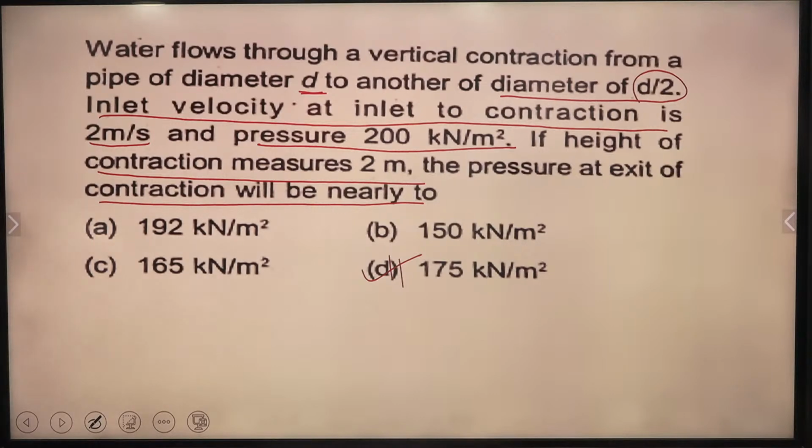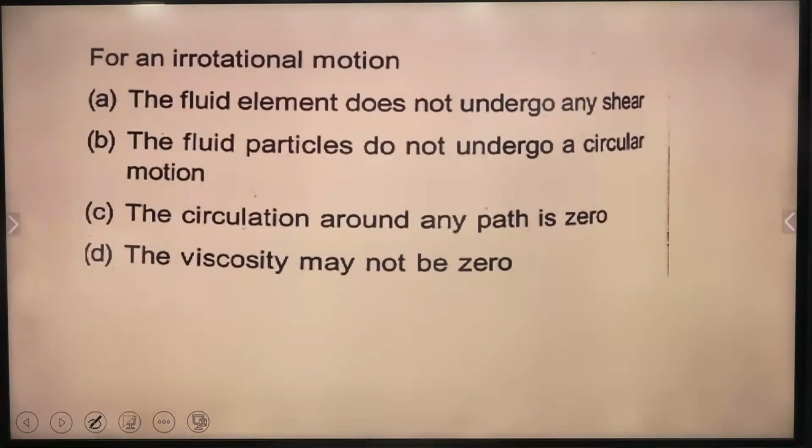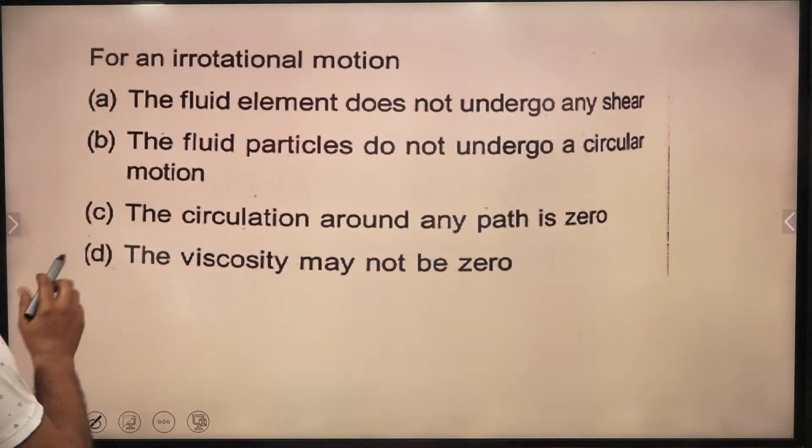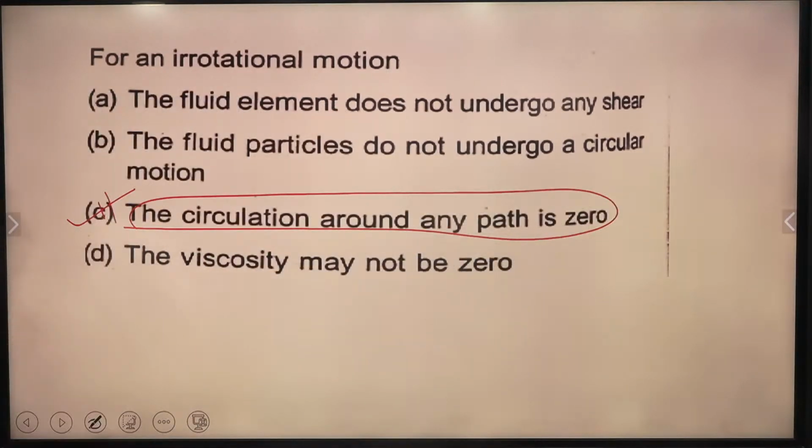So we now have less time, but more questions. For an irrotational motion: the fluid element does not undergo any shear, the fluid particle does not undergo a circular motion, the circulation around any path is zero, or option D. What will be the answer, guys? For an irrotational motion, this we know very well, the circulation around any path is zero. Option C will be the answer.